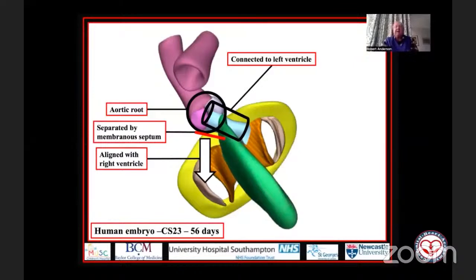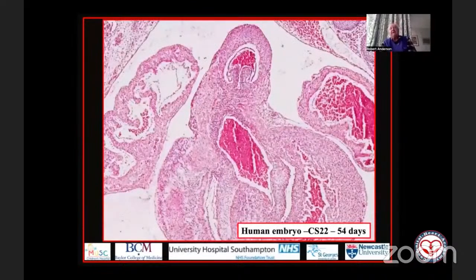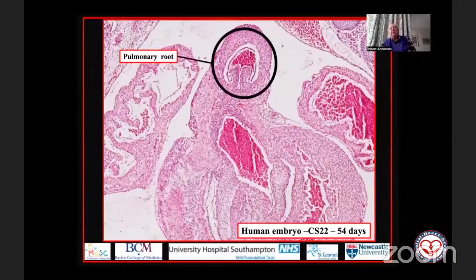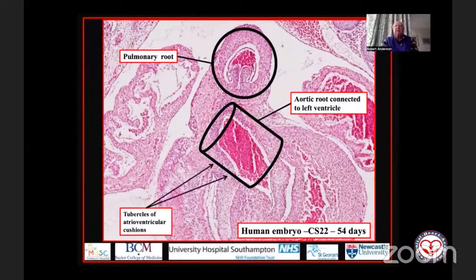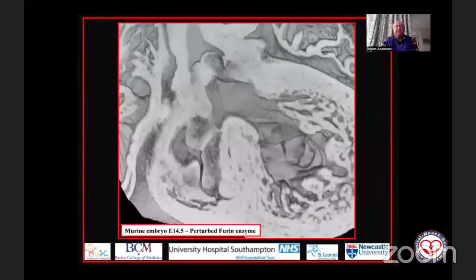Now, this is what it looks like in an interactive PDF file. I can show you exactly the same thing in a histologic section from the Human Developmental Biology Resource. So there you see a short axis of the pulmonary root. And there is the channel through which the secondary interventricular communication has been transformed into the left ventricular outflow tract. And now, very nicely, you see that if development has proceeded normally, those tubercles of the atrioventricular cushions have closed the tertiary interventricular communication and are now forming the membranous septum.